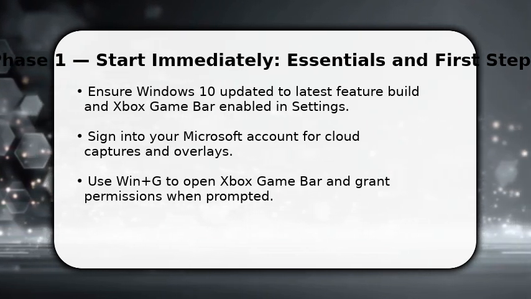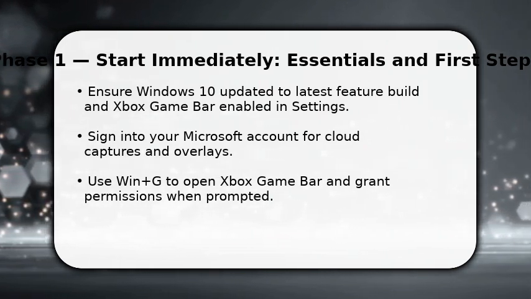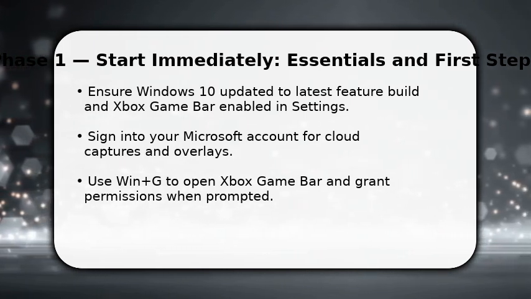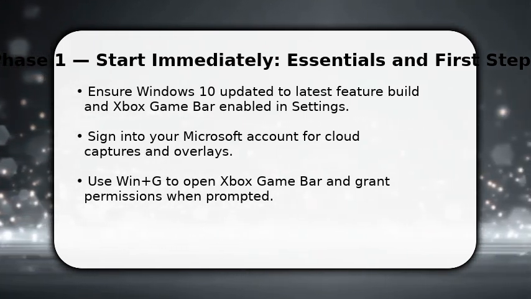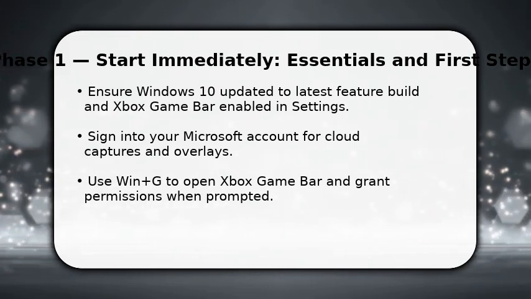Next, press Win+G to launch the interface. This is the single entry point. If Windows asks for microphone or game capture permission, allow it, otherwise recording or chat widgets won't work. You're now in the game bar overlay and ready to move to capture and widget setup.